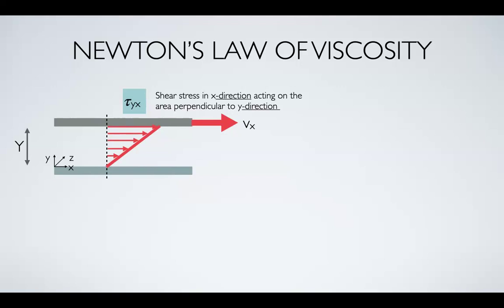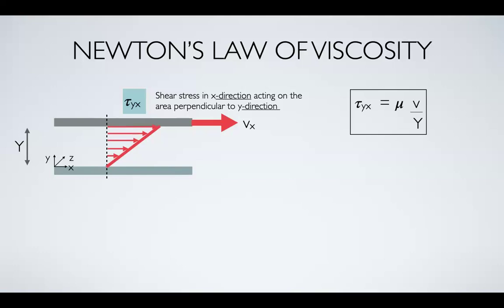Tau xy is going to be shear stress in the y direction acting on the area perpendicular to the x direction. It's going to be completely different. But in this example, it's going to be tau yx equal to mu v over y.